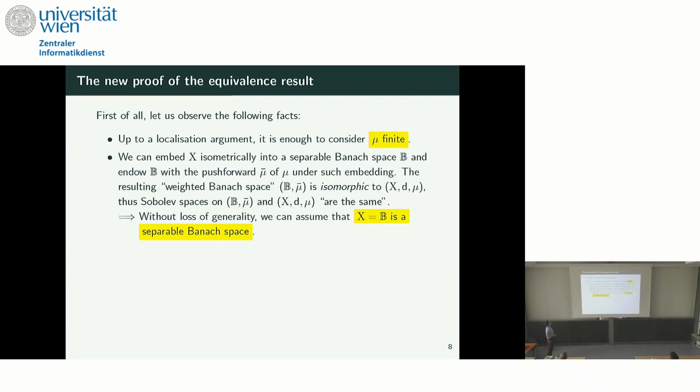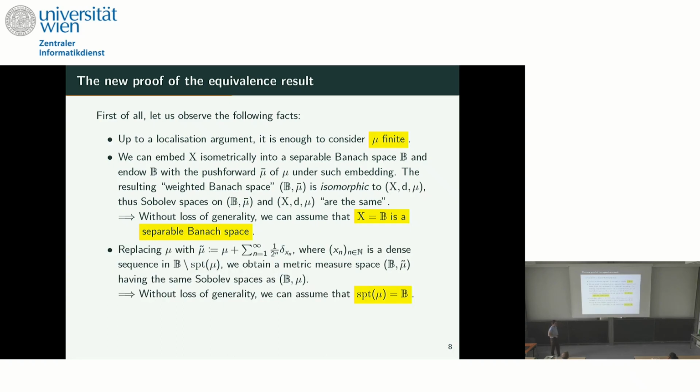Good. Then we can embed our complete separable metric space isometrically into a separable Banach space, and we can endow this Banach space with the push forward of our reference measure under such an embedding. Then we end up with a weighted Banach space, and the Sobolev spaces on the Banach space and on the metric measure space will be the same, or there will be an isomorphism between the Sobolev spaces. So you can assume that your underlying space is a separable Banach space.